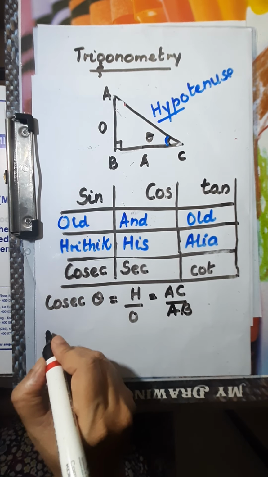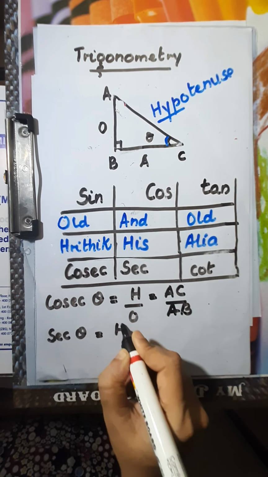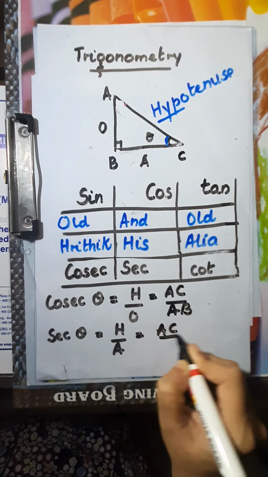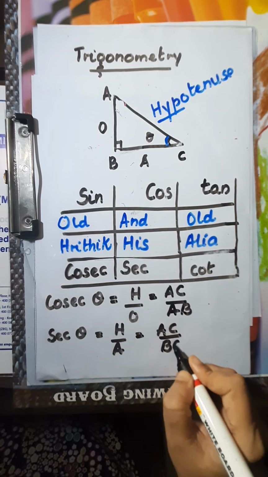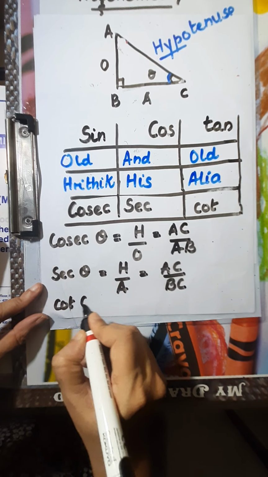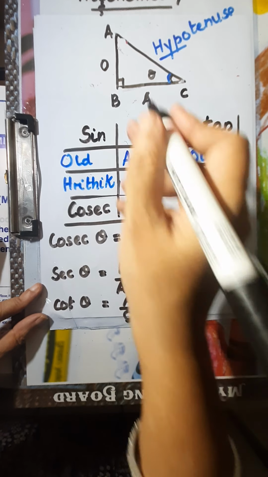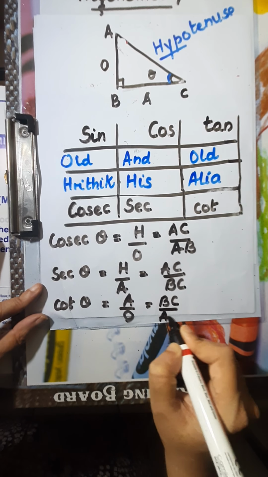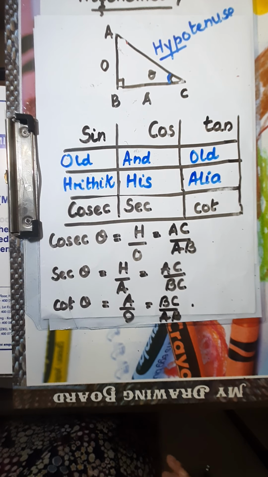Correct? Now what is my sec? Can you guess what sec theta is? Sec theta is hypotenuse upon adjacent. All of us know hypotenuse is AC, and for this angle theta, my adjacent side is BC. Correct? And the last one is cot. Cot theta is equal to adjacent upon opposite. Which is my adjacent side for this angle? It is BC upon AB. Right? So I got my ratios: sine, cos, tan, cosec, sec, cot.